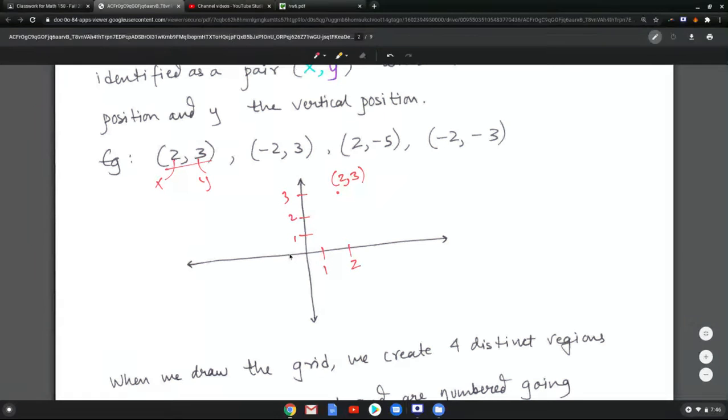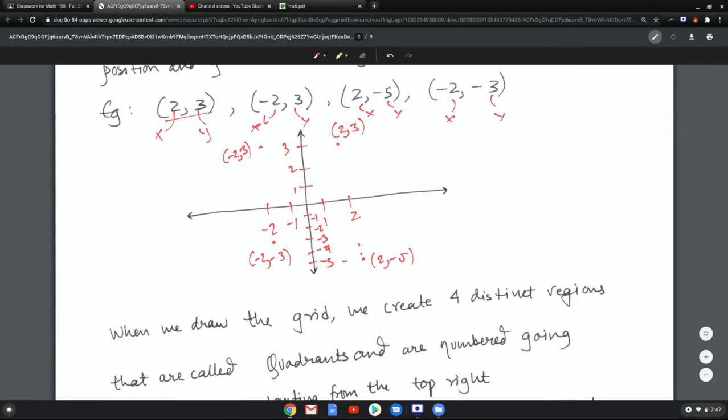Negative 2, 3. So it's negative in the x, which means I move to the left. Now when I move to the left, I have negative 1, negative 2, and right up here is (negative 2, 3). Next, (2, negative 5). So the x value is positive, the y value is negative. Let's say that's negative 1, negative 2, negative 3, negative 4, and negative 5. So that's going to be right here. That's (2, negative 5). And then (negative 2, negative 3) is right here, where both x and y values are negative.